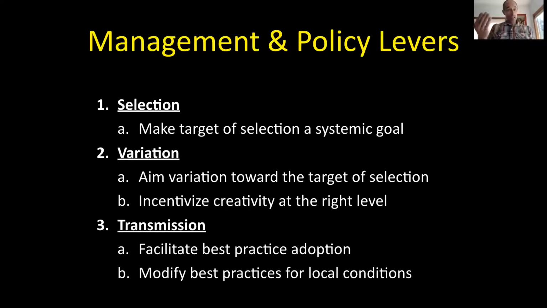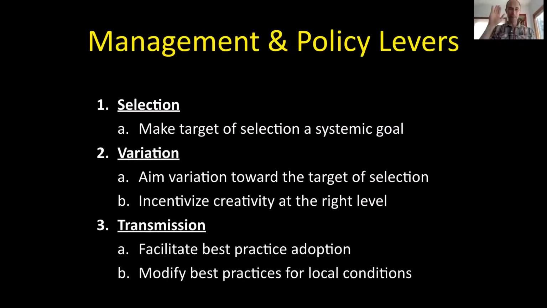Finally, some variation will be valuable. Some variation will pay off. Some traits will be effective. And so we want to be able to encourage and facilitate the practice of spreading those traits, spreading the best practices, diffusing them, and of course, adopting, modifying them for different contexts.